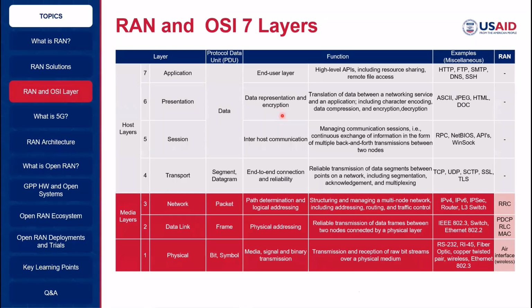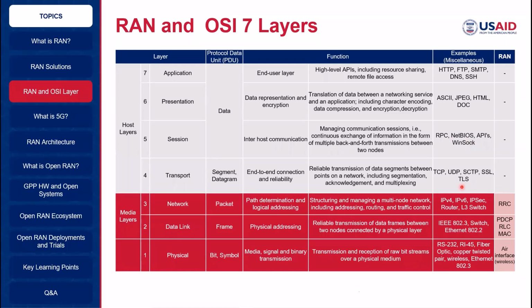Session layer is for inter-host communication. So it's for managing communication sessions. Examples of this are RPC, NetBIOS, the application program interface, and WinSock. Transport is a segment or datagram. So it's an end-to-end connection and reliability. We can use TCP, UDP, SCTP, SSL, and TLS.